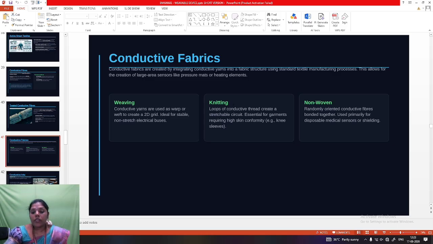Knitting: loops of conductive thread create a stretchable circuit, essential for garments requiring high stretch. Non-woven: randomly oriented conductive fibers are bonded together, used primarily for disposable medical sensors. This is conductive fabrics.